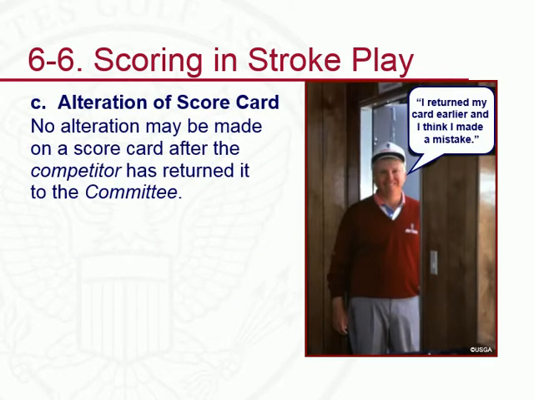Rule 6-6C is alteration of scorecard. It says that no alteration may be made on a scorecard after the competitor has returned it to the committee. So in this case, this was Billy Mayfair at a USGA championship. He's saying, I returned my scorecard earlier and I think I made a mistake. So once that scorecard has been returned to the committee, no alteration on the scorecard may be made.